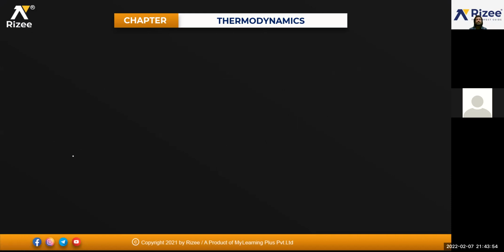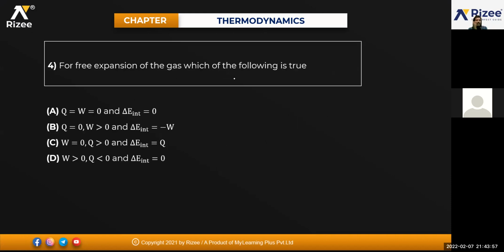Sure. Next one. For the free expansion of a gas, which of the following is true? Q equals W equals 0 and the change in internal energy is 0; or Q is 0 and work done is greater than 0; or the change in internal energy is the negative of work done. No, that is not possible. If Q equals W equals 0, that will be possible, because delta Q is equal to delta U plus delta W. If delta Q is 0 and delta W is 0, delta U is also 0. So option A will be the answer.